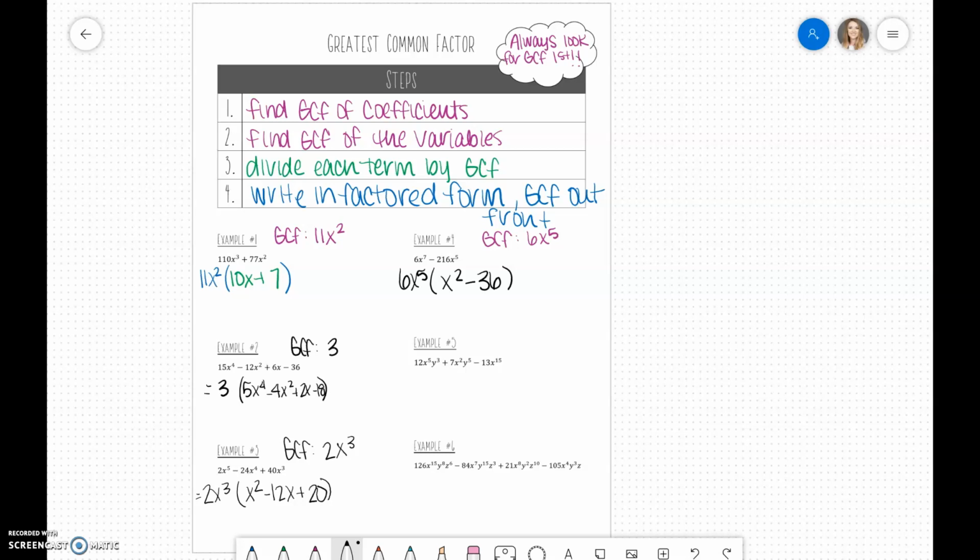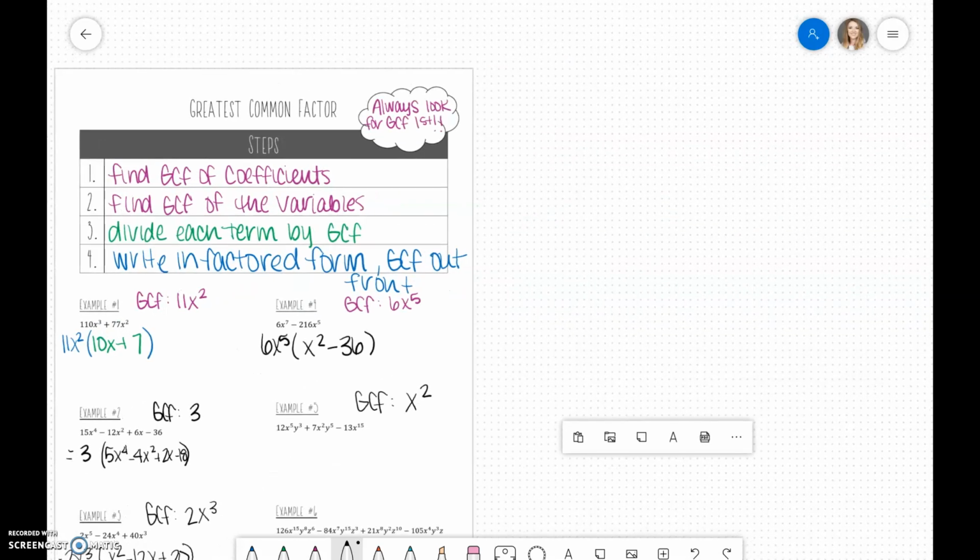Moving over to example 5. We have a 12, a 7, and a negative 13. So there's not a greatest common factor between the coefficients. But if you look, now we have 2 variables. However, this term doesn't have a y variable with it. So our greatest common factor is only going to be involving an x. And right here is the smallest amount of x's, which is x squared. So we can pull an x squared out.